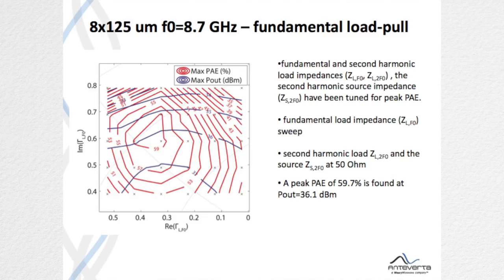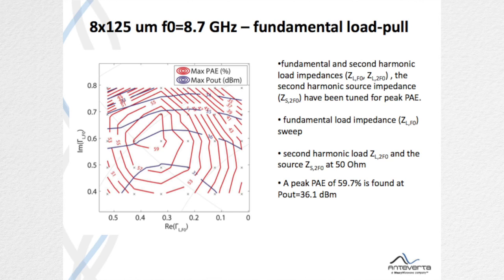So essentially the same procedure was done also at X-band for an 8 by 125 micron device. Here, again, we start with a fundamental only tuning. Right here you see a contour of maximum power added efficiency in red. Obviously, now we're trying to find optimum efficiency, but you could do the same for power. So you see that the power contour is not closing in this particular measurement because we're looking for peak efficiency.